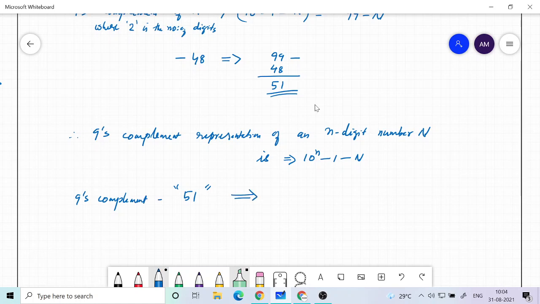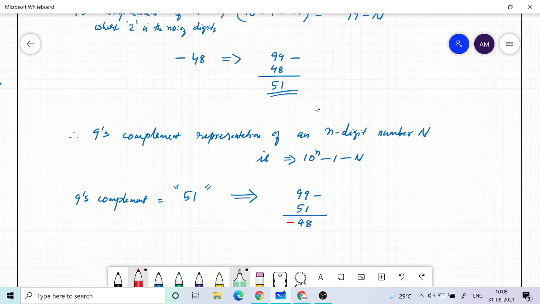How to convert that into sign magnitude? What is the corresponding sign magnitude form of this number? So what we do, you take one more 9's complement. That's all we need to do, and put the sign. So 99 minus 51. 9 minus 1, that is 8. 9 minus 5, that is 4. Okay, and then insert the sign. So that is minus 40.